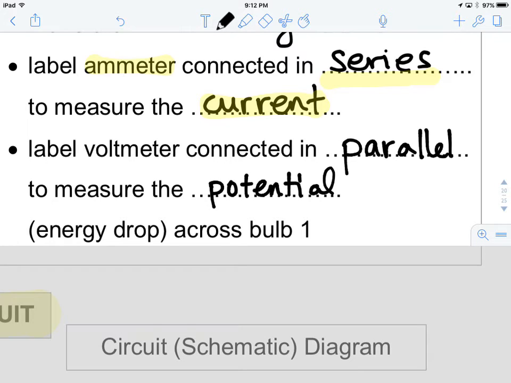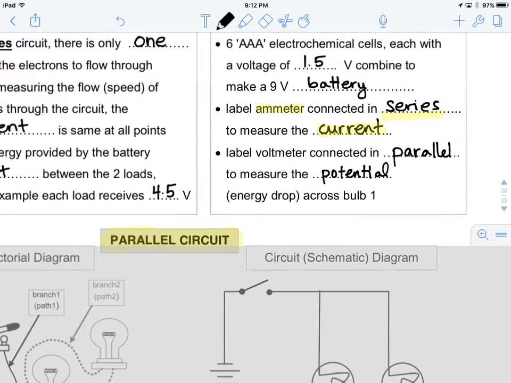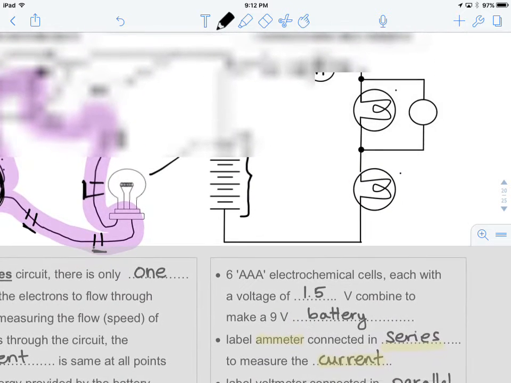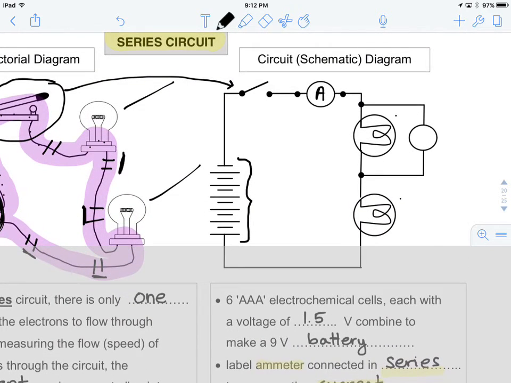We could also say we use it to measure the voltage or the energy drop across bulb 1. So here's bulb 1, and this would be our voltmeter. And you can see that this voltmeter is connected around, which means in parallel to this first light bulb. This is different than connecting it in series, which means in a straight line. In parallel means kind of around.